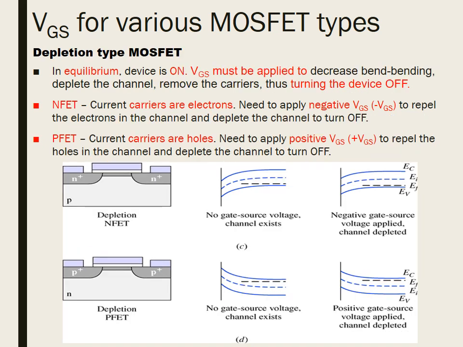For the depletion MOSFET, in equilibrium, the device is always on. VGS must be applied to decrease the band bending, deplete the channel, remove the carriers, and turn off the device. For NMOSFET, the current carriers are electrons. We need to apply negative VGS to repel the electrons in the channel and deplete the channel to turn the device off. For PMOSFET, the current carriers are holes. We need to apply positive VGS to repel the holes in the channel and deplete the channel to turn it off.